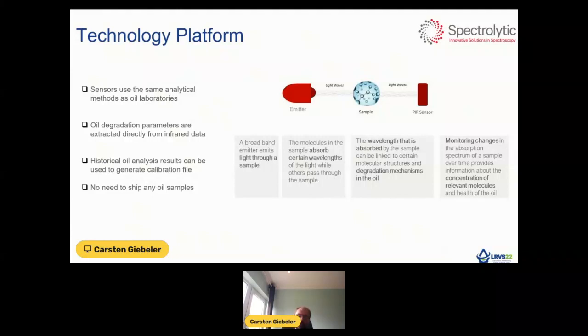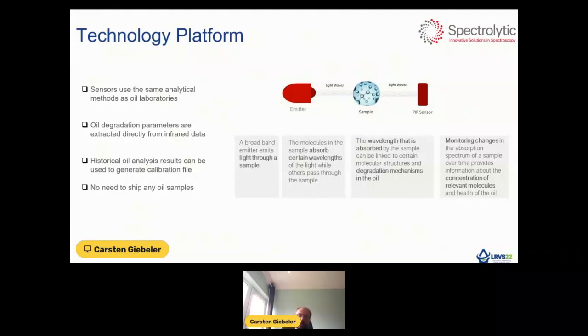Our sensors we have developed in such a way that we can extract all the relevant oil degradation parameters directly from the infrared data. In order to turn a spectrometer, which our platform is, a spectrometer platform without any moving parts in the mid-infrared, into an analyzer, you have to give the spectrometer a calibration file. If not, it just measures. With this calibration file, it then turns into a dedicated oil analyzer.